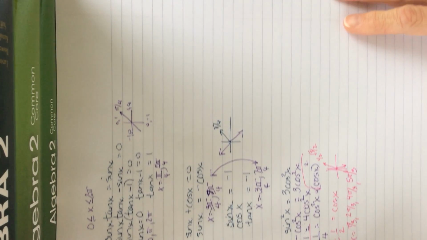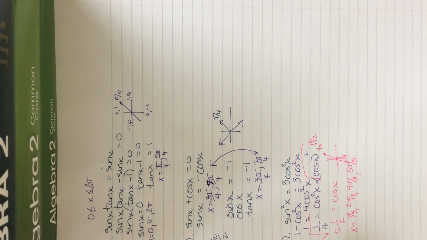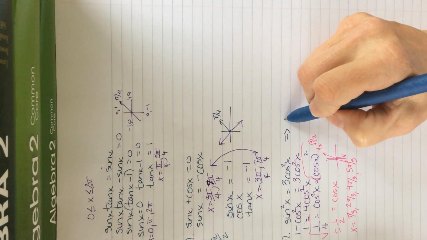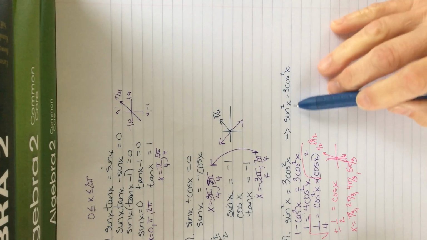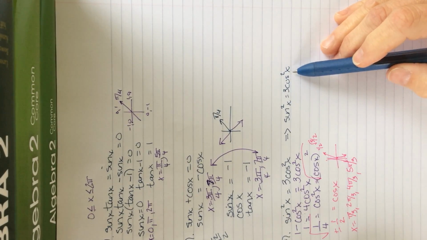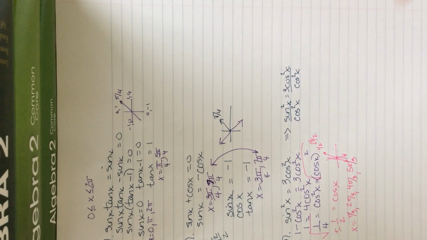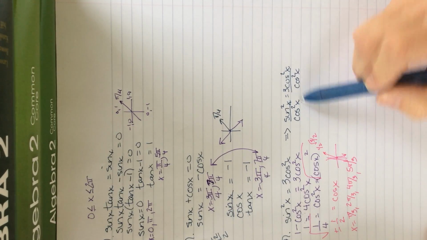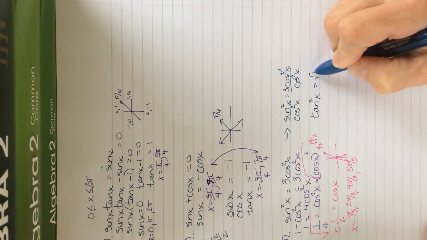I wanted to also point out that this one could have been approached a little differently. Let's see what that could have looked like. What if I had taken my original sine squared x equals 3 times cosine squared x and divided both sides by cosine squared x? It's legal to do this because sine squared x over cosine squared x can be replaced with tangent squared x. Well, tangent squared x equals 3.